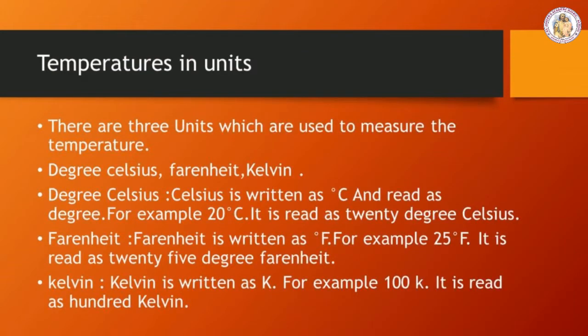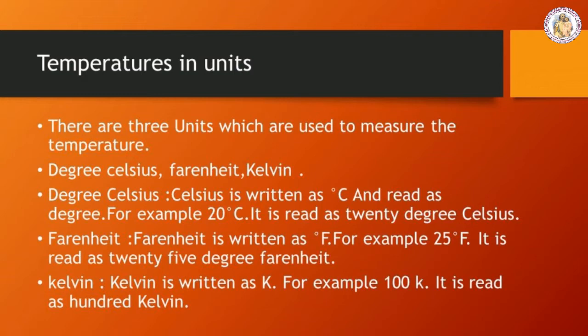Temperature units. There are three units which are used to measure the temperature. They are degrees Celsius, Fahrenheit, and Kelvin. First, degrees Celsius. Celsius is written as the degree symbol with C and read as degree. For example, 20°C. So, how can we read that? We should read as 20 degrees Celsius. Celsius is called centigrade as well.